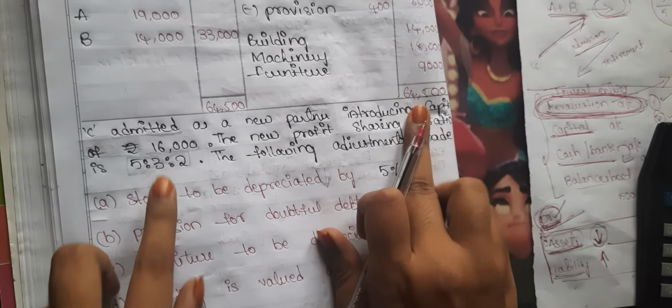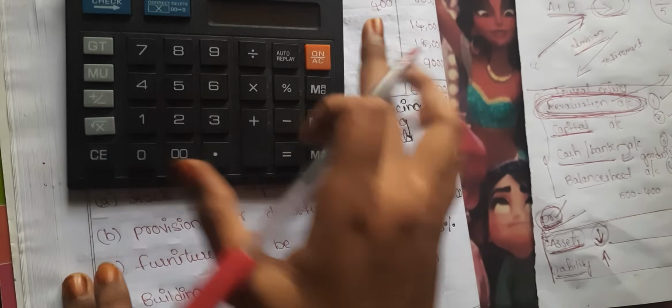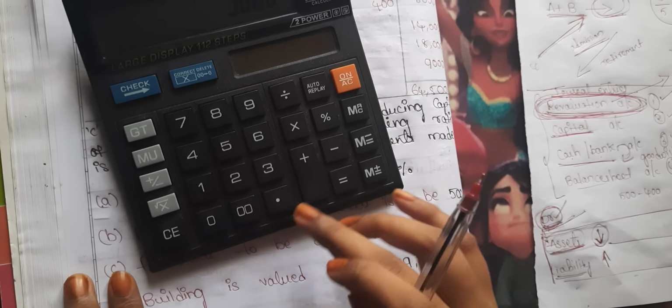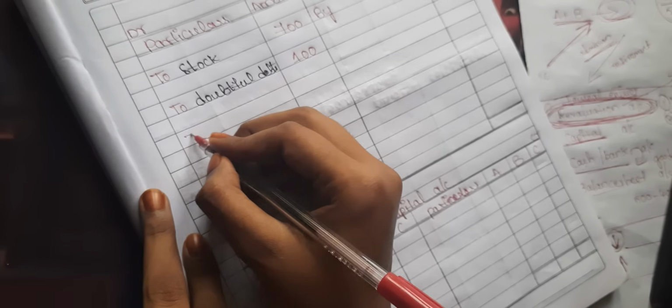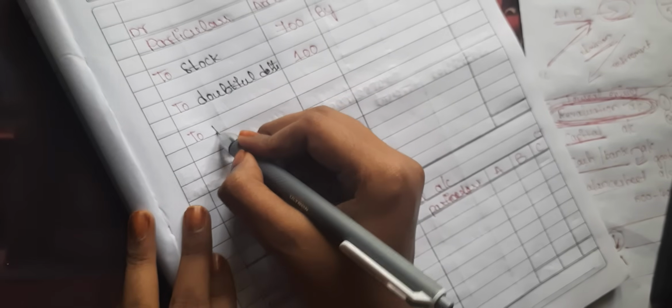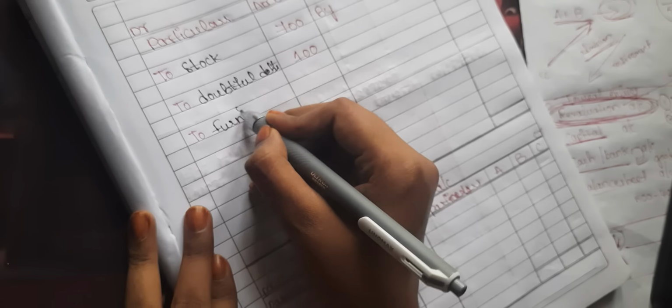तो फर्नीचर का अमाउंट क्या है पहले तो वो देख लेना. इट इज़ 9000. ओके, 9000 इंटू 10%, हाउ मच इट इज़? इट इज़ 900. सो यू नीड टू राइट to furniture. How much is the amount? Sorry, to furniture it is 900.